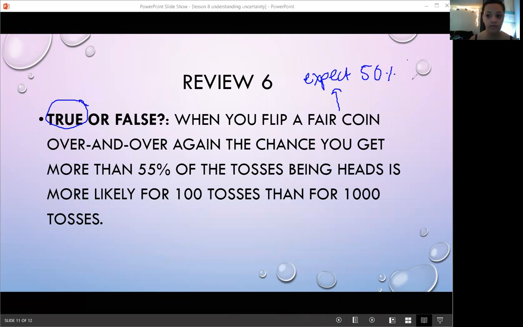So 50%, or 50%. But in this case, the chance is going to be 55, it's going to be more likely for this smaller amount of tosses here because, if we have fewer tosses, that's when things are going to be more variable in terms of getting away from what you expect. So this is technically 5% more than what we expect, 5% more than that 50%. So the tosses being heads will be more likely for this 100 tosses. So this is going to be true because this is the fewer amount of tosses and not for the 1,000 because that's going to be more. All right, awesome.